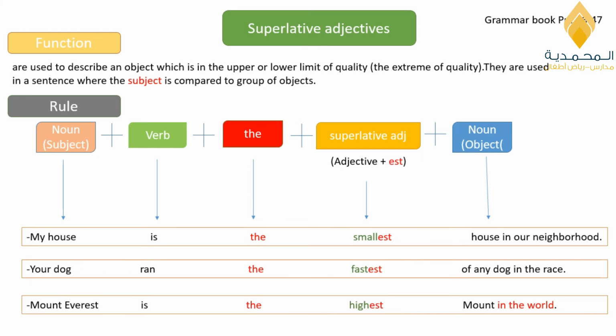Mount Everest is the highest mount in the world. You can notice here that I compare Mount Everest with the mounts in the world. We have the adjective high. We add the before high and est after high, the highest. Mount Everest is the highest mount in the world.